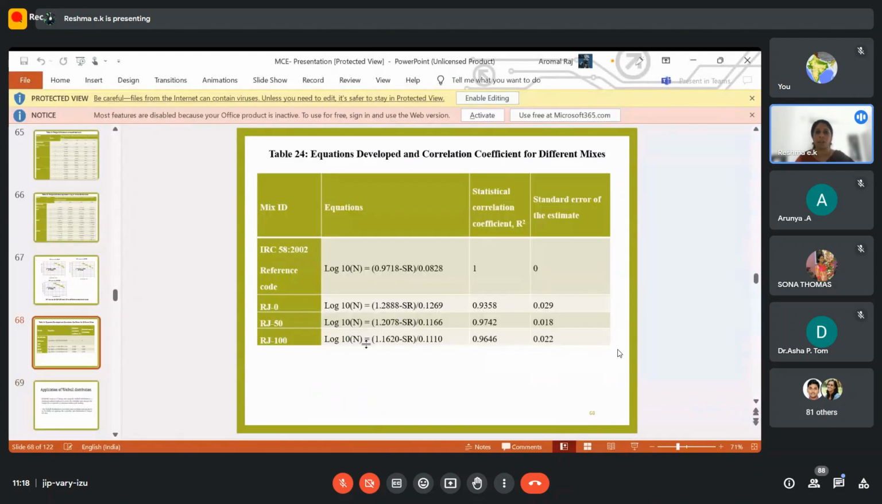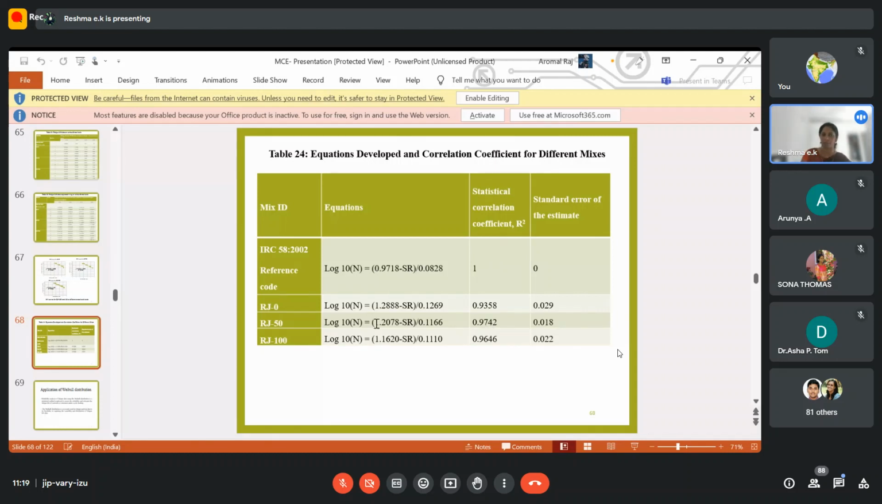So I compared it with the IRC equation: log 10 N is equal to 0.9718 minus SR, the stress ratio, divided by this. This is when the correlation is 1, because in IRC the correlation is always 1. When correlation is 1, this is the equation we get. My equation is also equally good, with 0.93, 0.97, 0.96, no issues with correlation, because we will not be able to get a correlation coefficient of 1 every time. Wherever it's not bad, I'm getting 0.9.